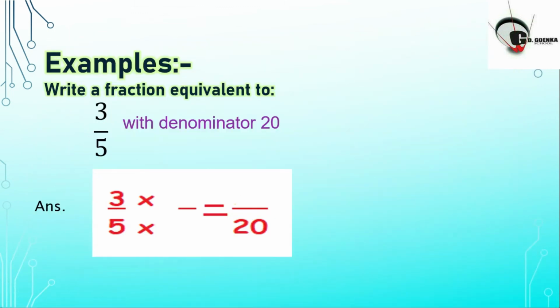Let us see a few more examples. These kinds of questions also arrive with equivalent fractions, that is, write a fraction equivalent to 3 upon 5 with denominator 20. That means they are asking to write down an equivalent fraction of 3 by 5 which has the denominator as 20. So let us see how to solve this kind of question.